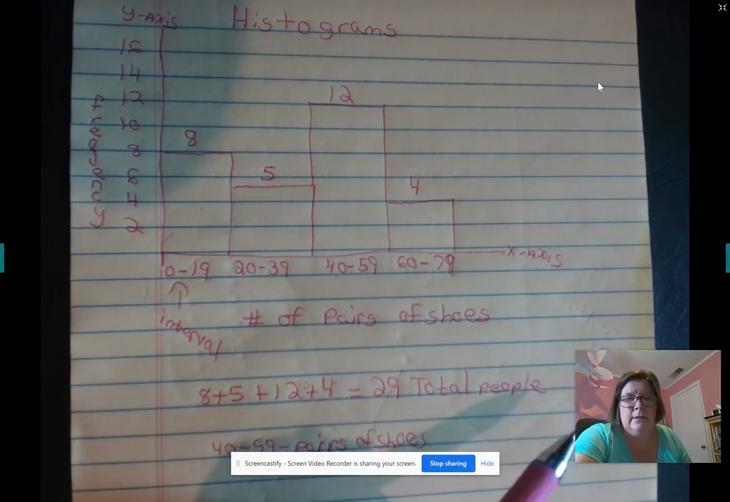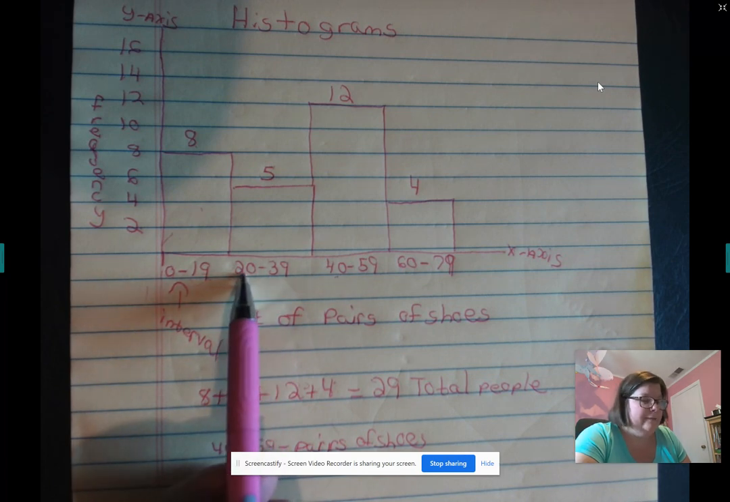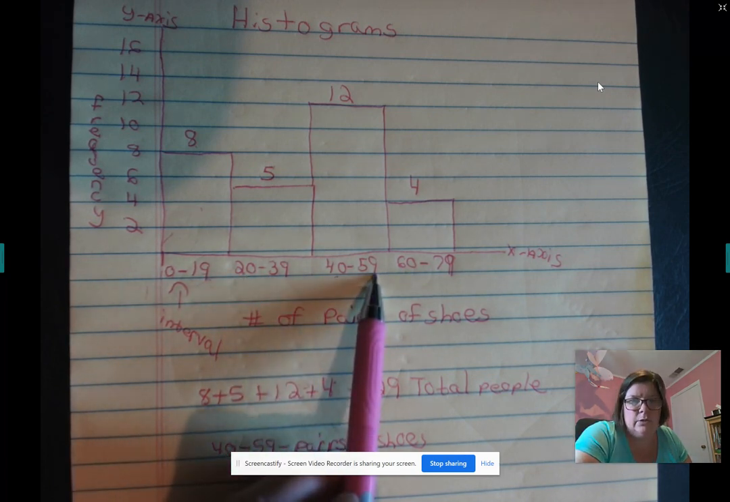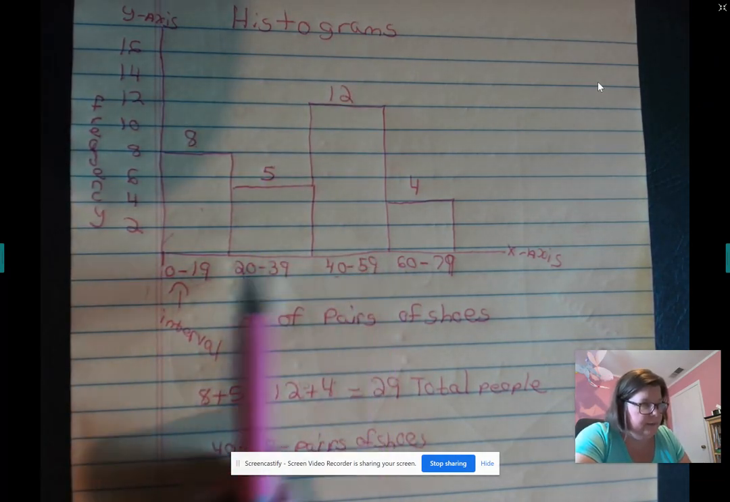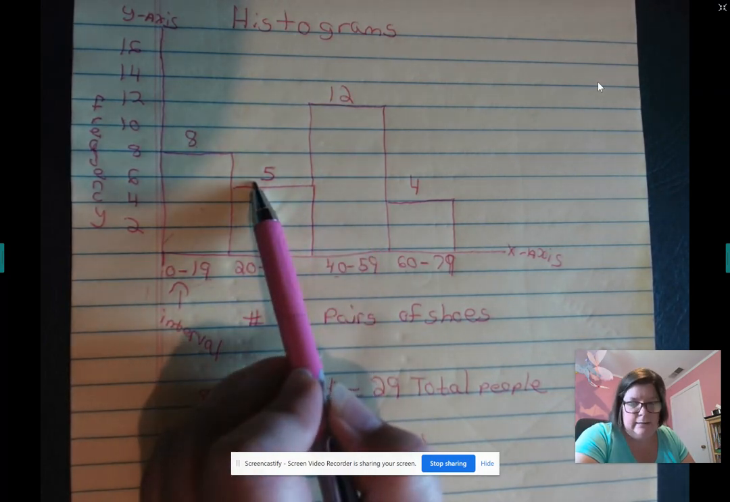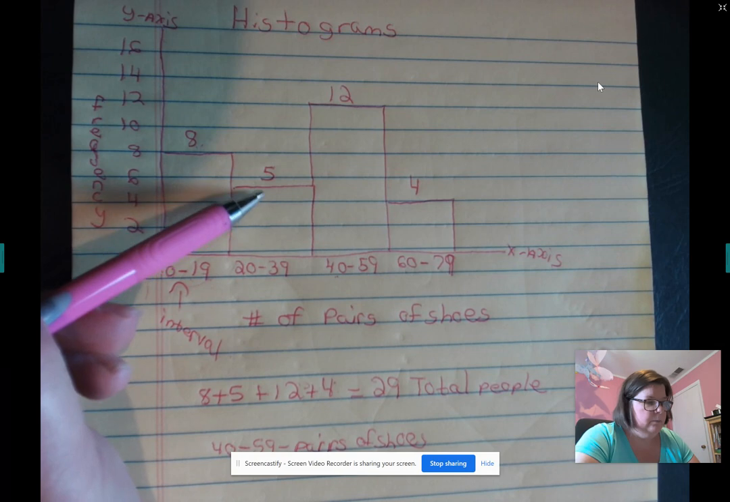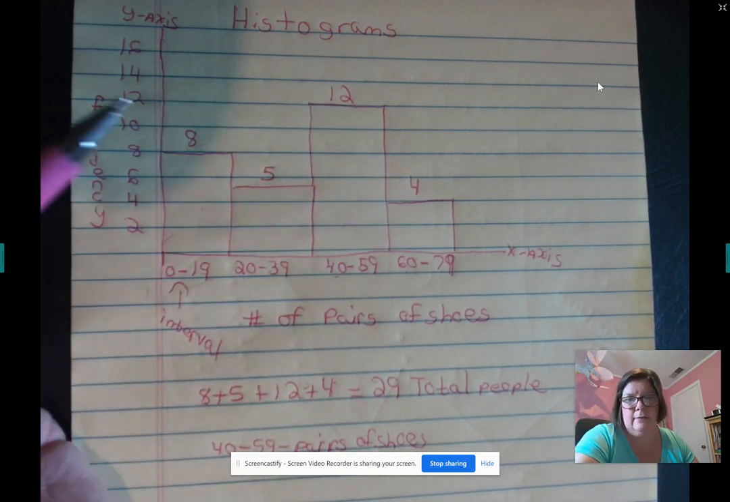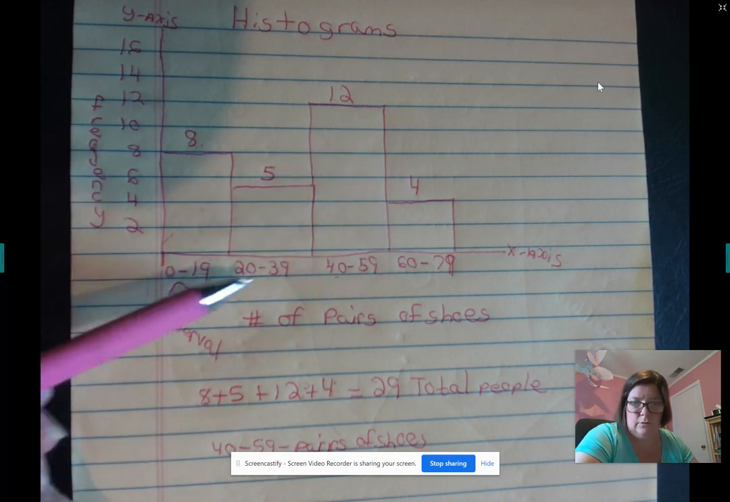Then lots of times I like to say something like, how many people had between 20 and 59 pairs of shoes? So I would have to include both these bars. So 20 to 59 would be 5 plus 12, which is 17. So the key with histograms is to get your totals and put those above your bars because they're not going to give them to you. But that's the first step you should do because it's easy from there to answer the questions.